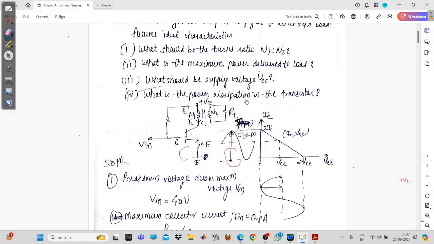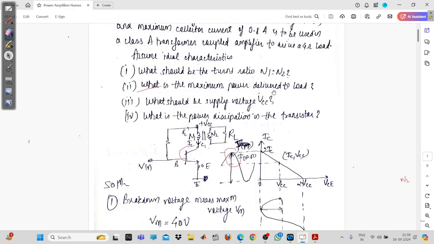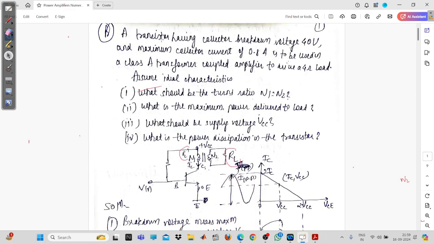Okay, so now this is the N1 upon N2. Now we come down to this problem. A transistor having a collector breakdown voltage of 40 volts. You can see the collector breakdown voltage is the maximum voltage we are discussing here, and the maximum collector current is 0.8 ampere. The transistor is to be used in a class A transformer coupled amplifier to drive a 4 ohm load.